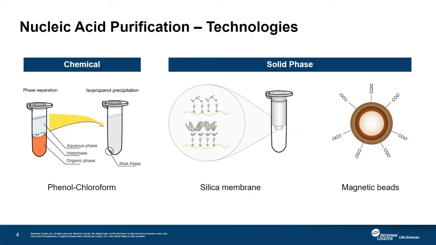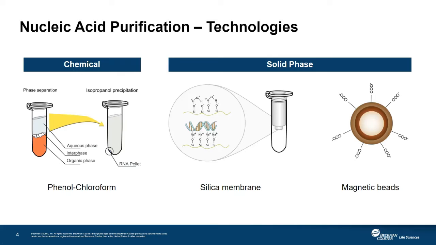What most people are familiar with nowadays are solid phase technologies. I think column based methods are the thing that most people are familiar with. So, silica membrane based technologies, typical spin columns that people are used to, spin columns that can also be used in vacuum manifolds, and filter plates. You will have DNA binding onto that silica gel membrane. In certain situations, it's all buffer dependent on what actually binds to that membrane.